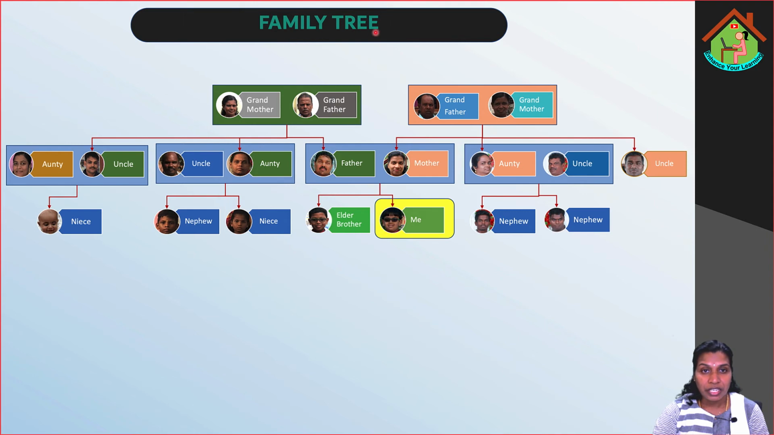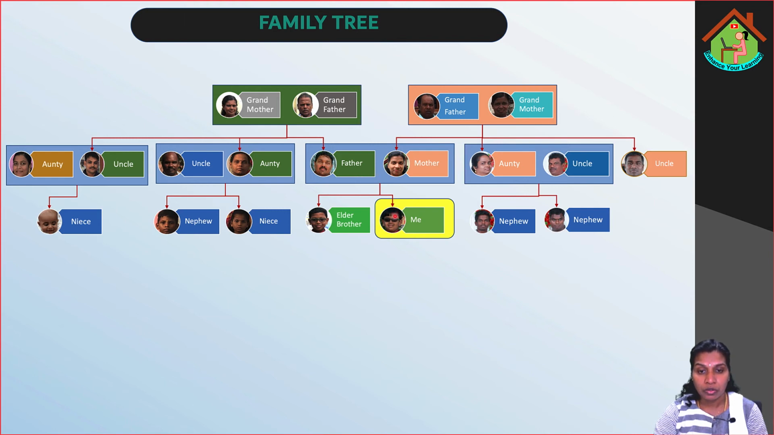So this is the family tree of my family. This is me and this is my son who is studying in 2nd standard. In this yellow place you just put yourself. Instead of my son, you can put yourself as me. Now we are going to see the relationship.